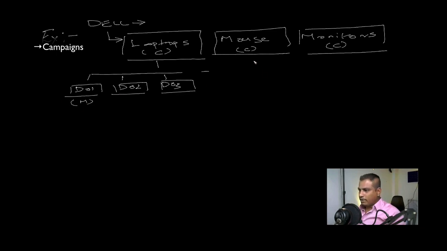Similarly, mouse can have different categories, and monitors can have different categories. Let's start naming this. Let's say you have an 11-inch monitor, a 13-inch monitor, and a 15-inch monitor. All these things become your ad groups.